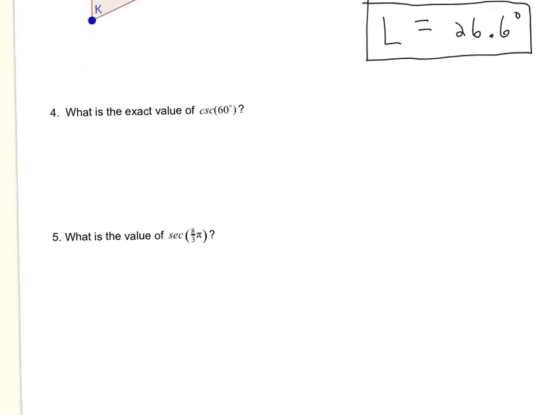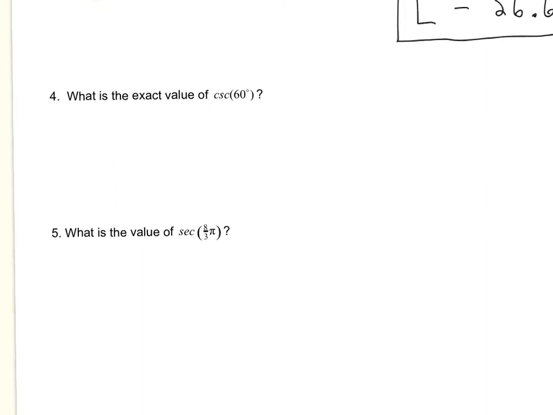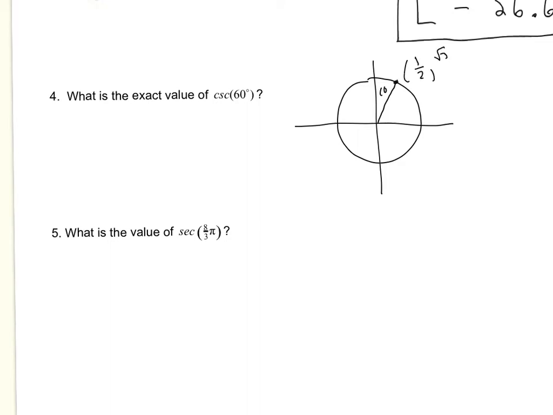Okay. Number 4 is one that we can use the unit circle. What is the exact value of cosecant of 60? So if I look at my unit circle, and I go to 60. 60 is over here. And I look at that point, and it's a point of half, comma, square root of 3 over 2. Now if we remember, what's given in this point is the first one is the cosine of the angle, and the second one is the sine.